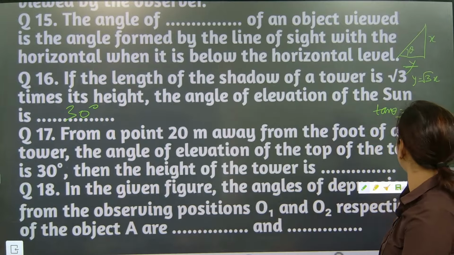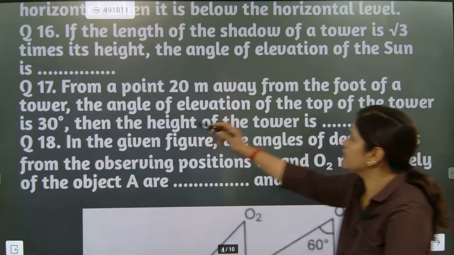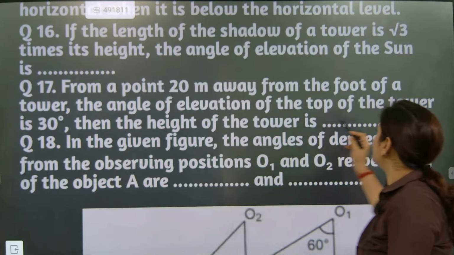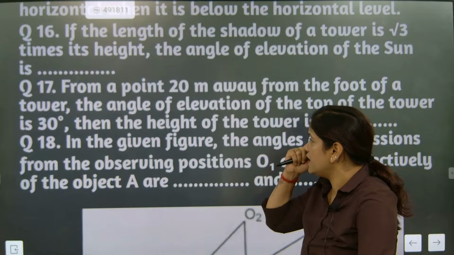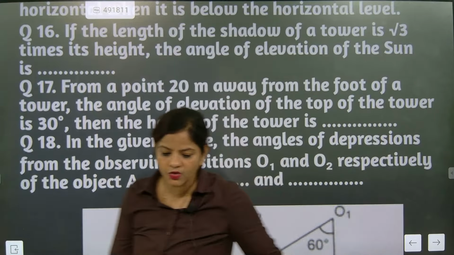Next question. From a point 20 meter away from the foot of a tower, the angle of elevation of the top of the tower is 30 degree. Then the height of the tower is, wow, what a question. Everyone start solving this question, please.